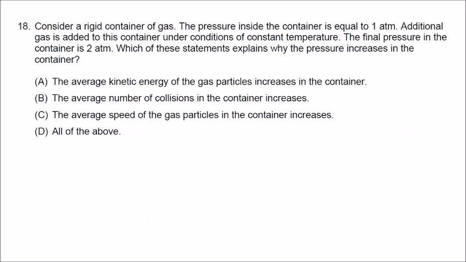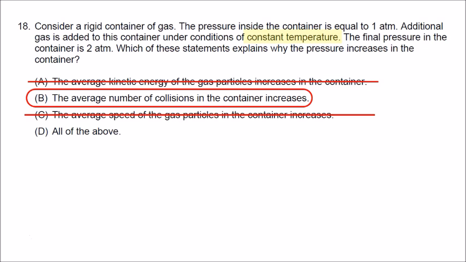Number 18, we're going to take a rigid container and add more gas to that container. So because we're going to increase the number of moles, the pressure increases. So we doubled the moles and we doubled the pressure. Which of these statements explains why the pressure increases? Well, notice that we're not changing the temperature. And so if we're not changing the temperature, that means we're not changing the kinetic energy or the speed. But we are increasing the number of collisions because we have more moles of gas. So correct answer is B.